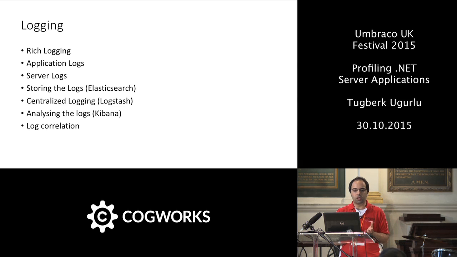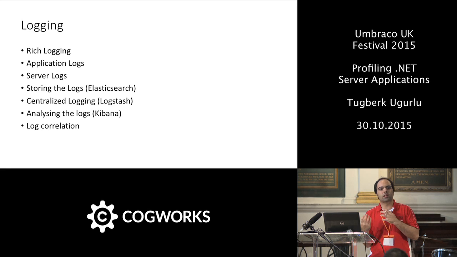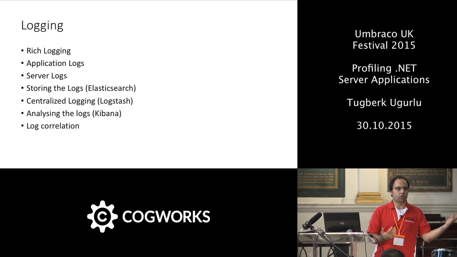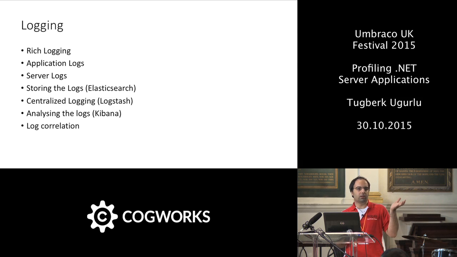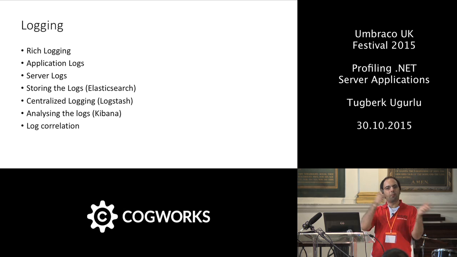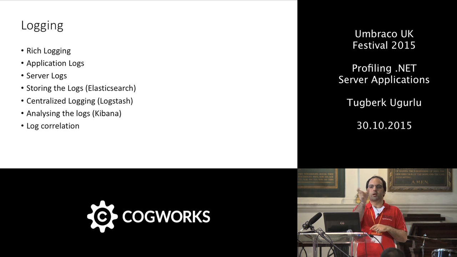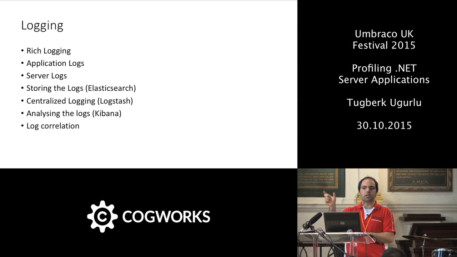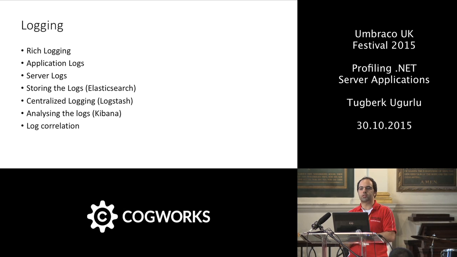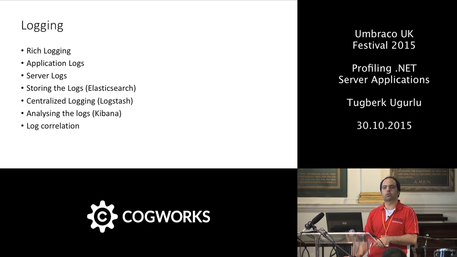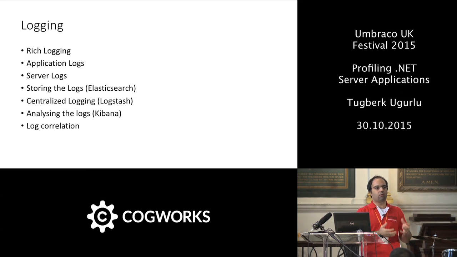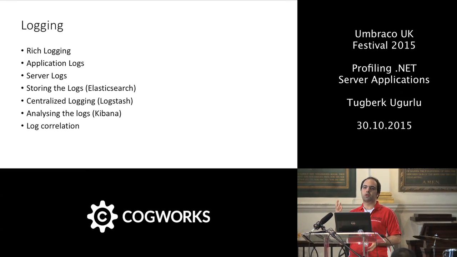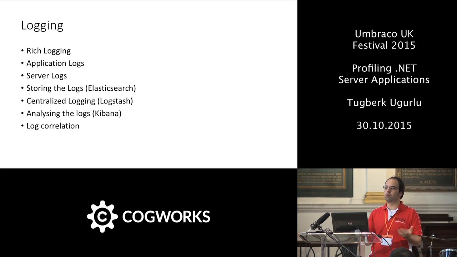So log correlation is a way for you to give the consumer something unique that they can use to come back to you and say, this is my request ID and I'm having a problem today. You can then take that request ID, put it inside your log storage system, and query the logs on that, and then you will have all the trace data for that request only. So this is log correlation.